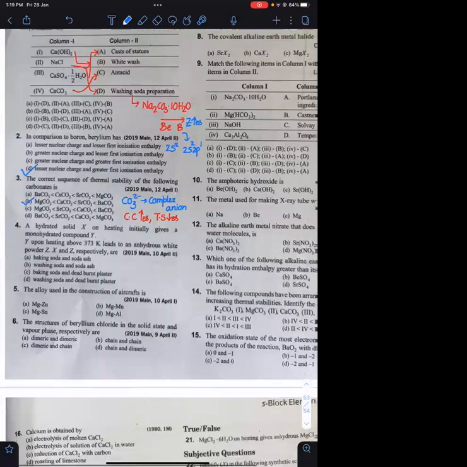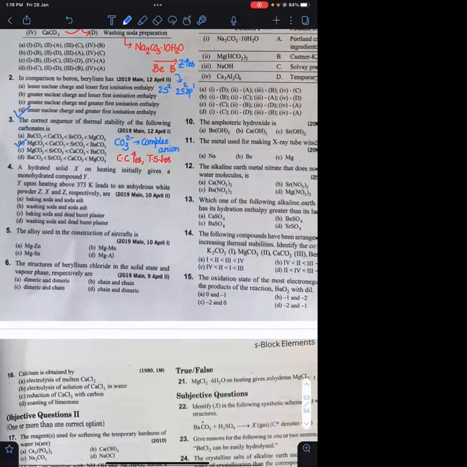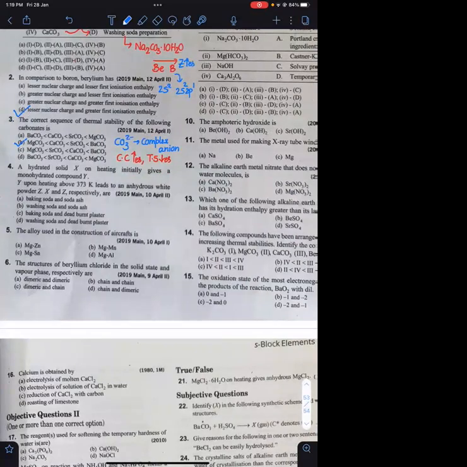Okay. Next question. A hydrated solid X on heating initially gives a monohydrated compound Y. Y upon heating above 373 Kelvin, which is 100 degrees, leads to an anhydrous white powder Z. Identify X and Z. Answer? Option B. Washing soda is Na2CO3·10H2O.